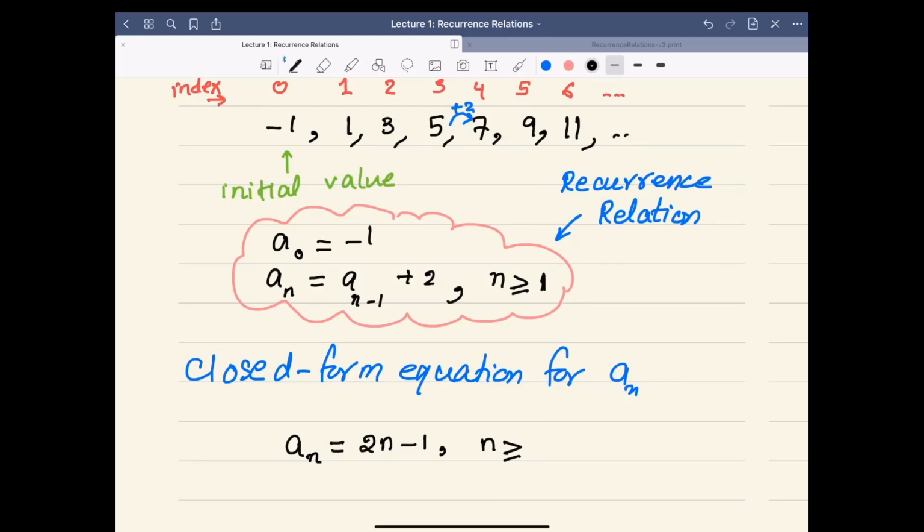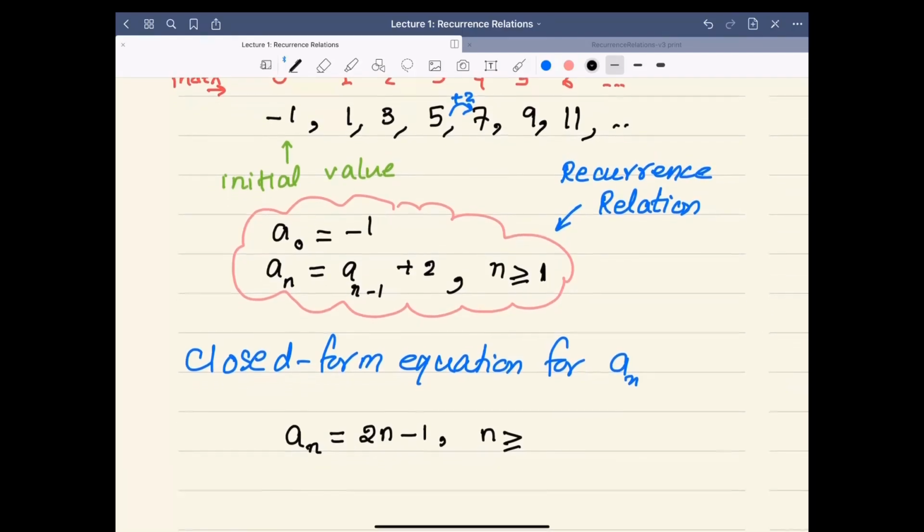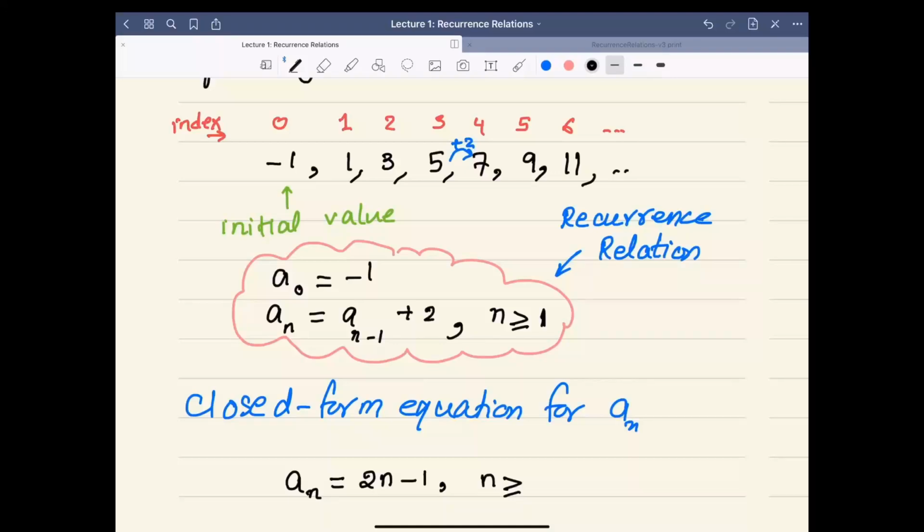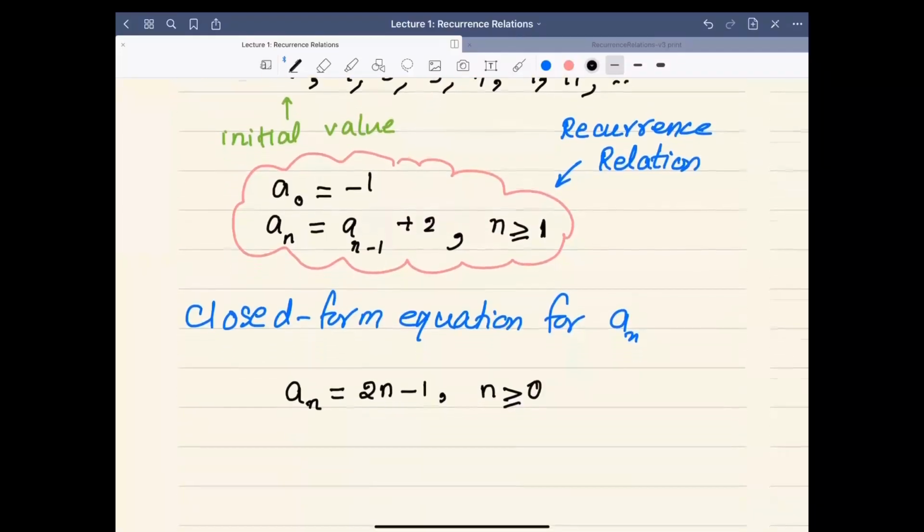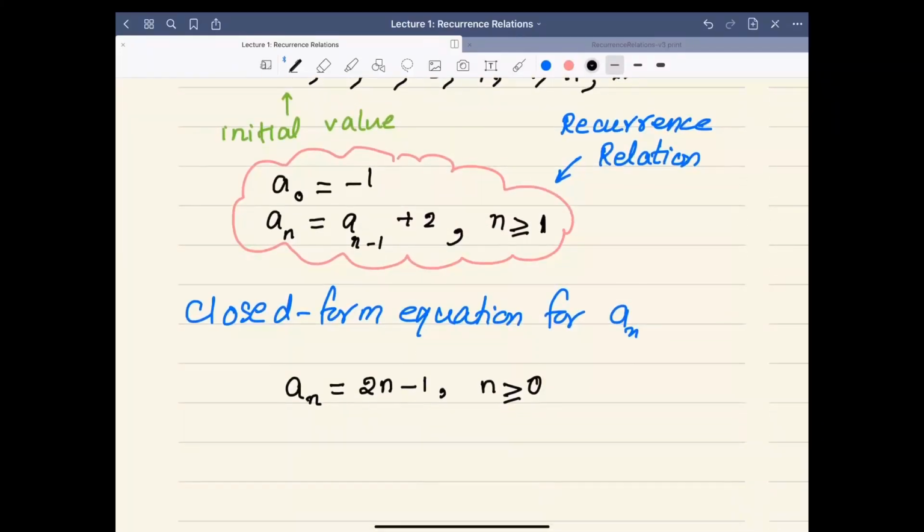Remember, if you go back to the sequence, the first value you have at index 0 gives you -1. So how can I get -1 from here? What is the value of n? When you plug it here, you get -1, and it is very simple to find. It is 0. So this equation is applicable to all numbers in the sequence, and we call this equation a closed form equation for AN.